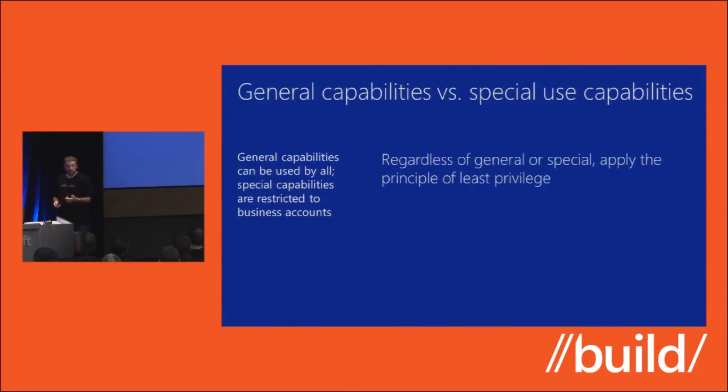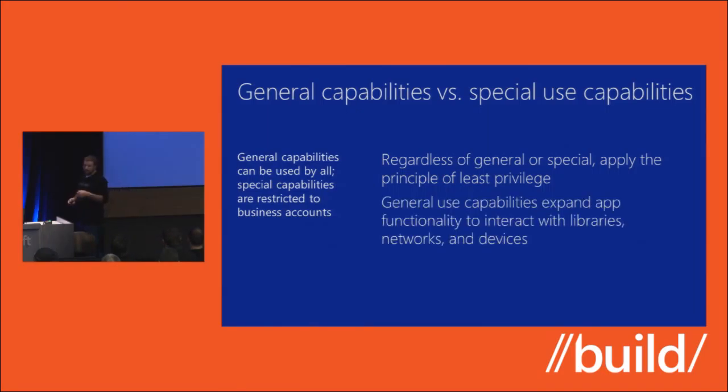The reason for that is that the scenarios around those special privileges, or those special use capabilities, are really built around enterprise and business scenarios. And we'll talk about those in just a second. So if I don't pound it home, I'm going to pound it home now. Regardless of special or general, make sure that you're still applying the principle of least privilege.